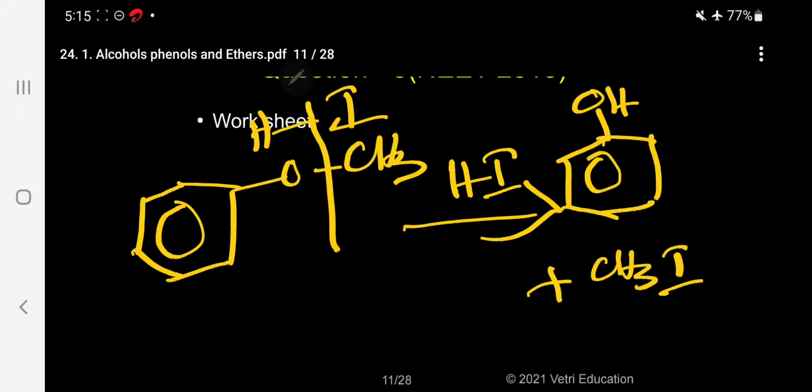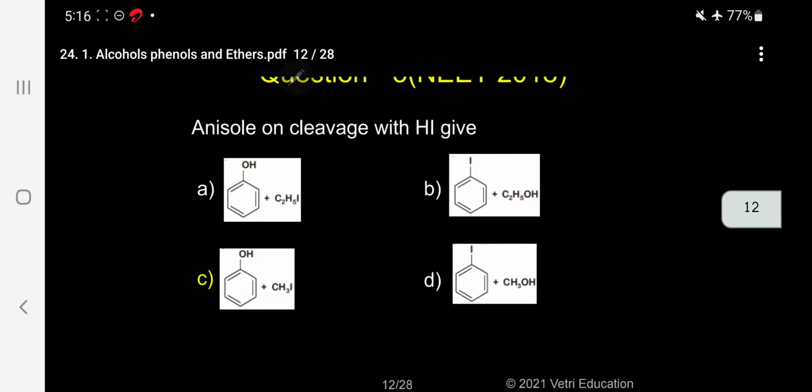It is undergoing cleavage. It is simply the methyl is substituted by hydrogen. That's all. It is a substitution reaction. Kindly follow. So in this case, phenol and methyl iodide are formed. So just see the options now. Where is phenol and methyl iodide? Phenol and methyl iodide is C, the correct answer. Please follow. Very, very easy question this is.